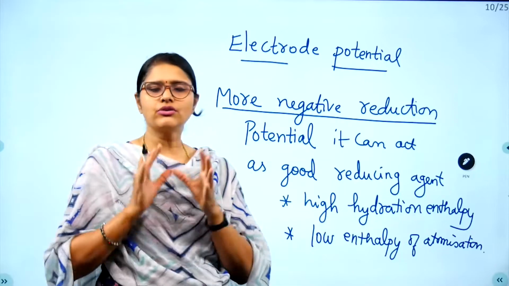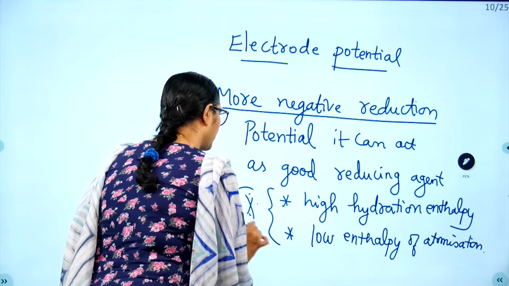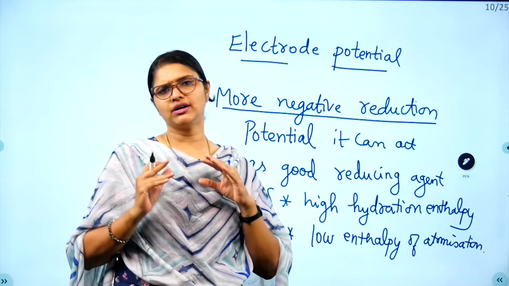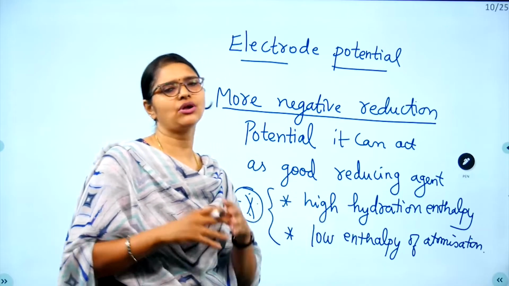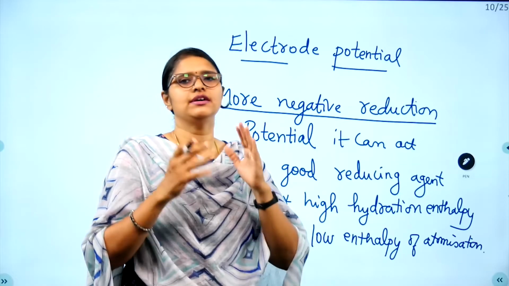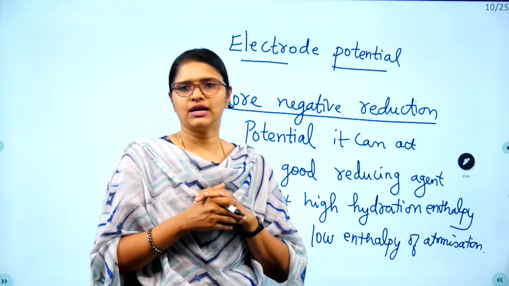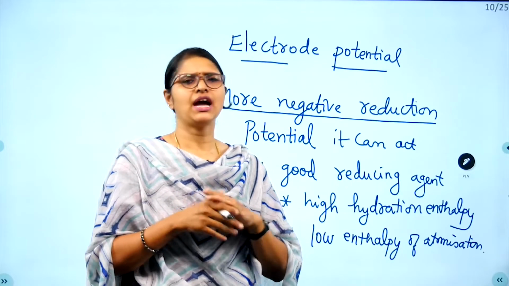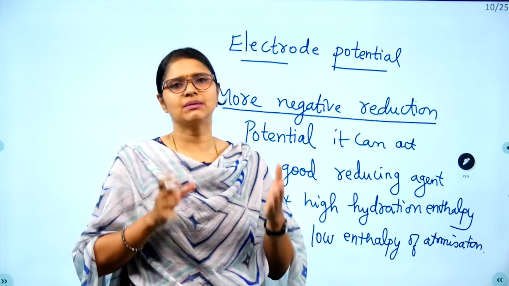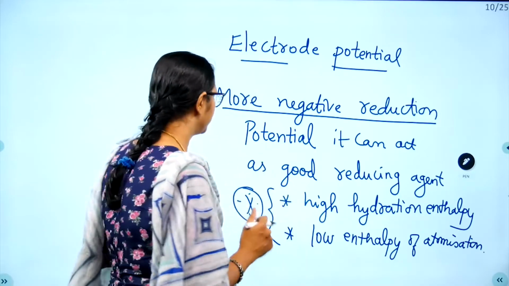Okay. This is a very, very important point. For an element to act as a good reducing agent, it should have a more negative reduction potential, a high hydration enthalpy and a low enthalpy of atomization. Another important point is that the sum of ionization energy and sublimation energy should be balanced by hydration energy.